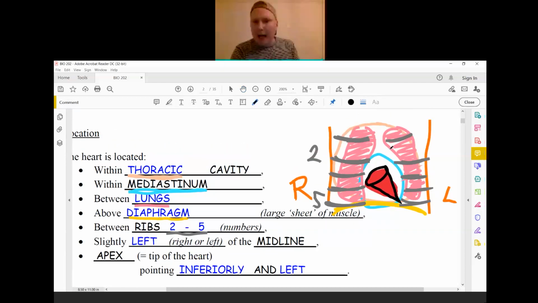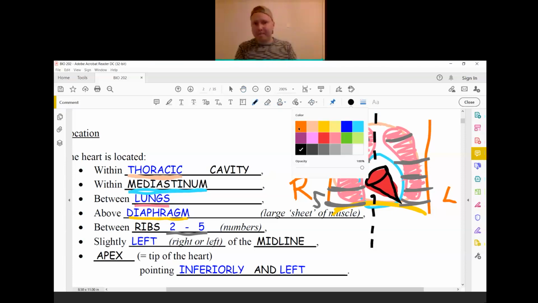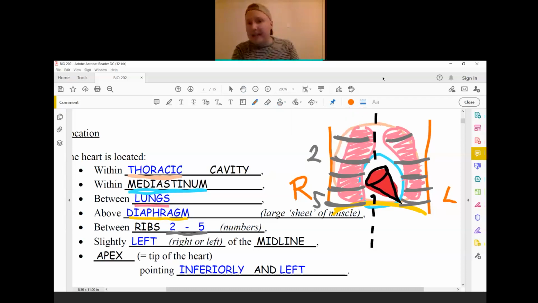So let's draw a line to the middle of the body. And we'll notice that the heart is located slightly on the left-hand side of the body. And remember, it's going to be left of the patient. It is slightly off from the midline, which we just drew as the dotted line.